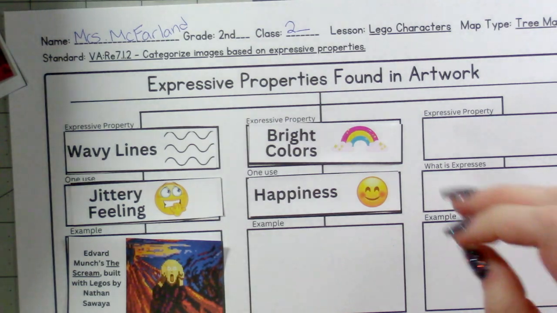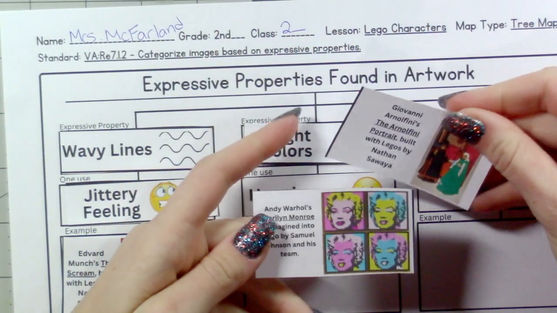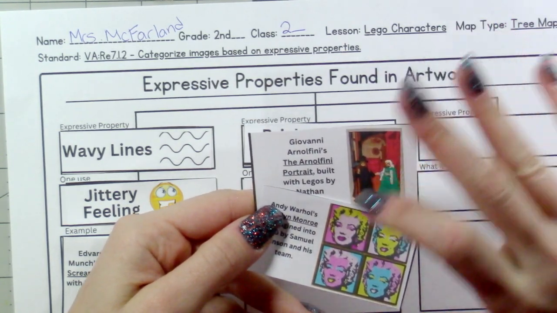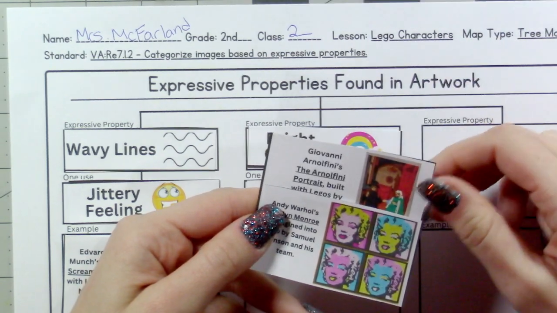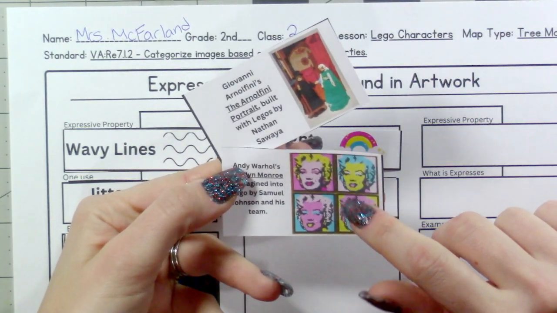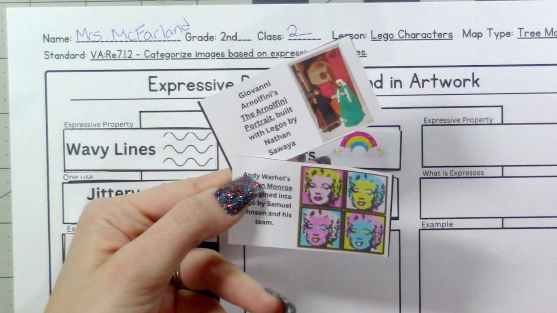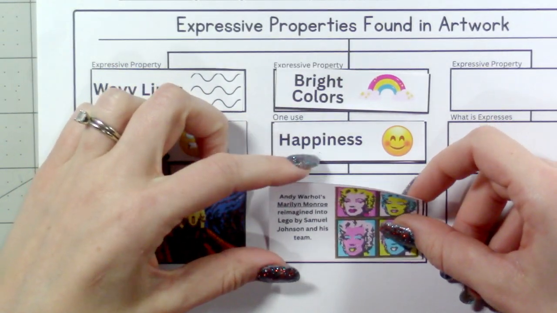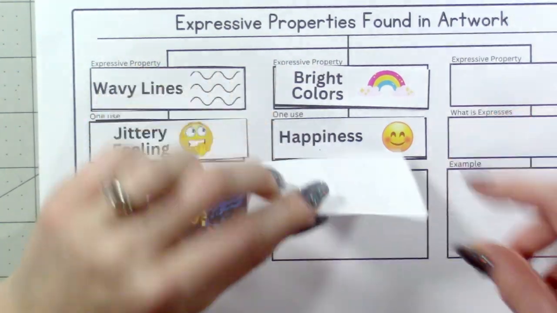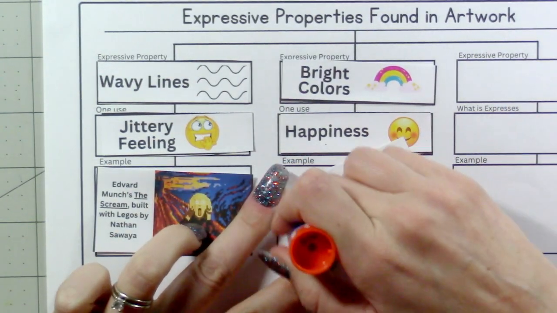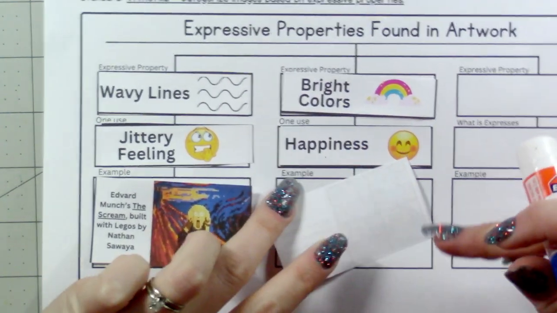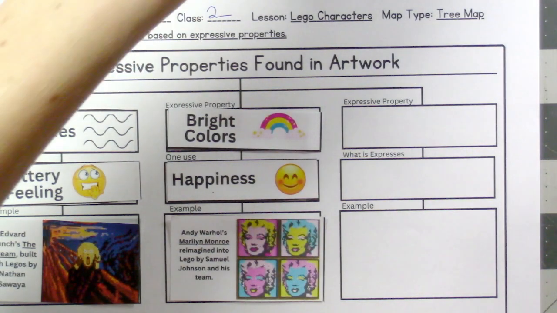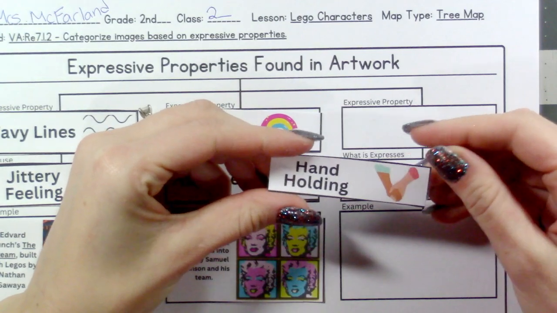And again, since this is a Lego lesson, we've got two more famous artworks that were usually made with paint, but now they're made with Lego. Somebody redid the famous paintings in Legos. So which of these do you think has bright colors? Yeah, this one down here. So this would go in the example. So the artist wanted you to feel the happiness, so he used bright colors for his Legos. So let's glue that. All right. And then I know our last one is easy, but let's do it anyway. Our last expressive property is hand holding.